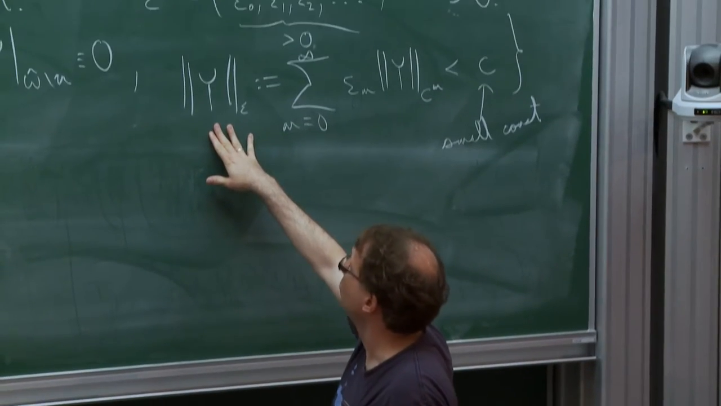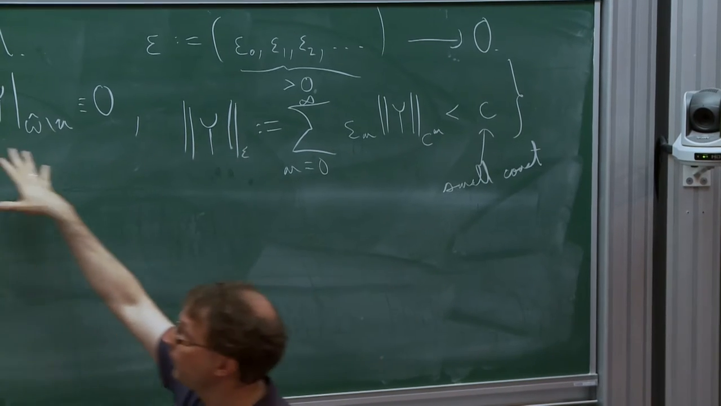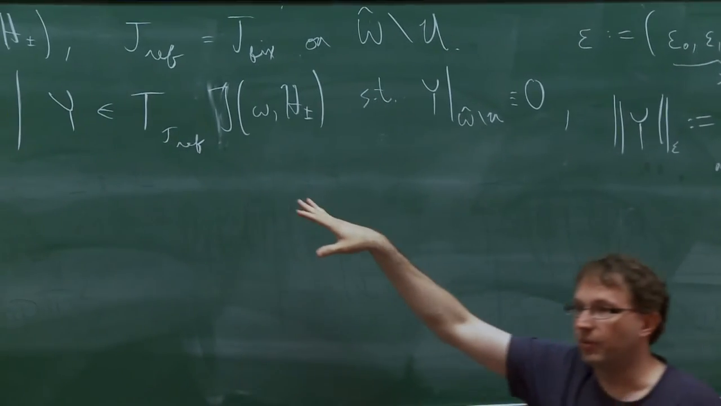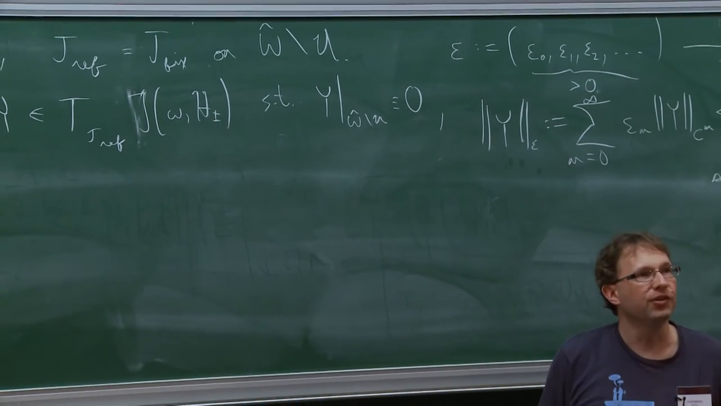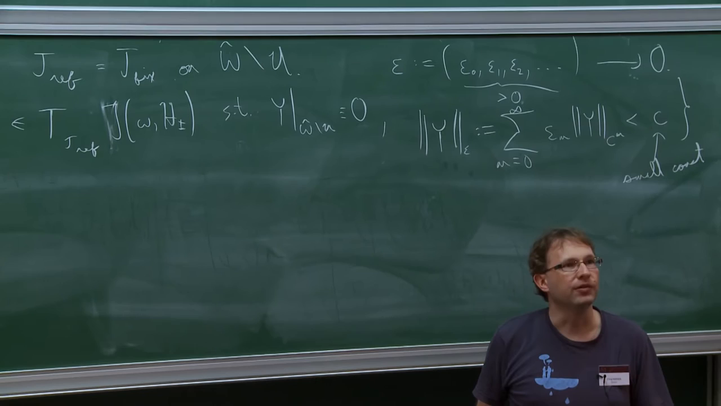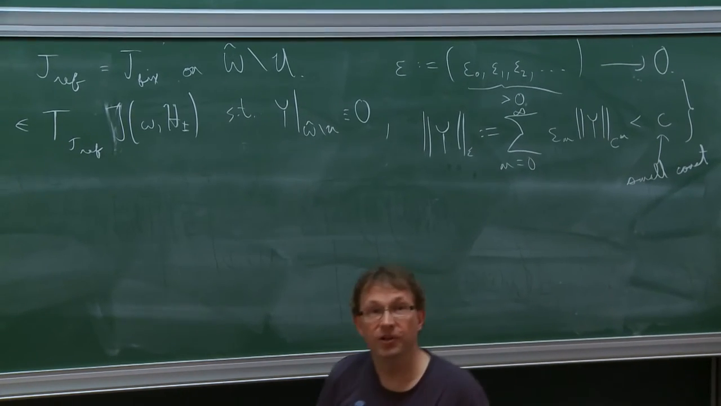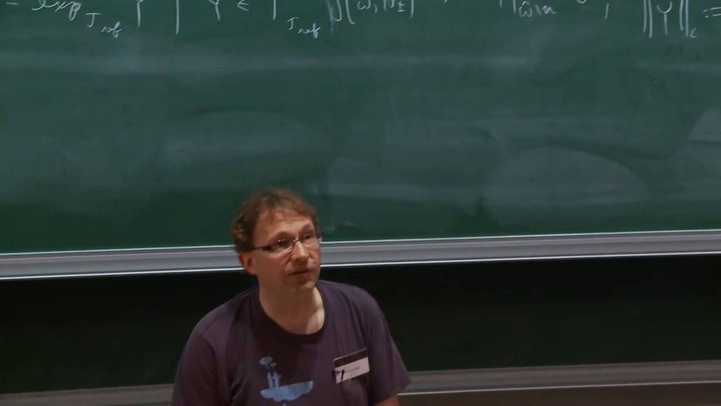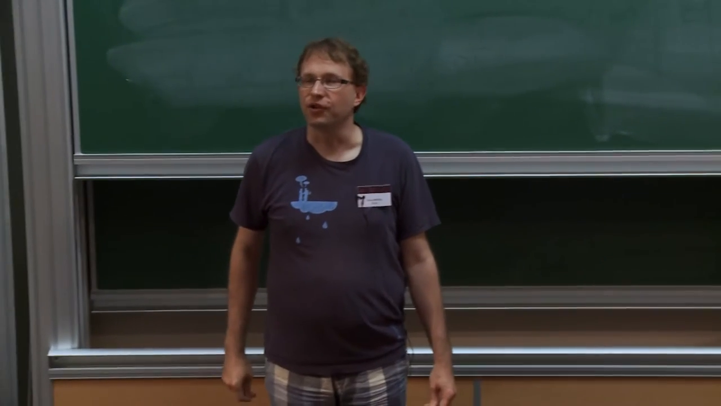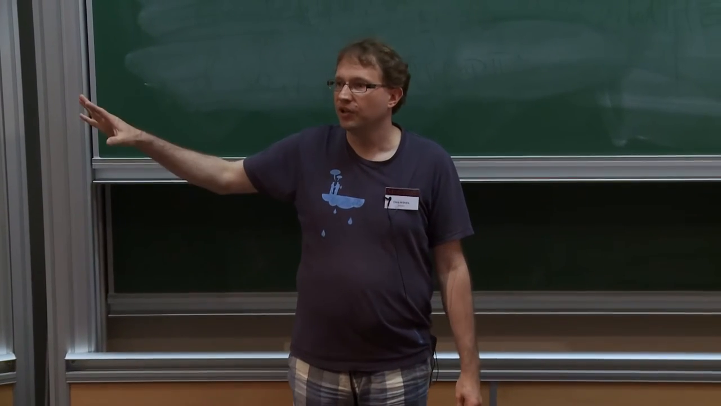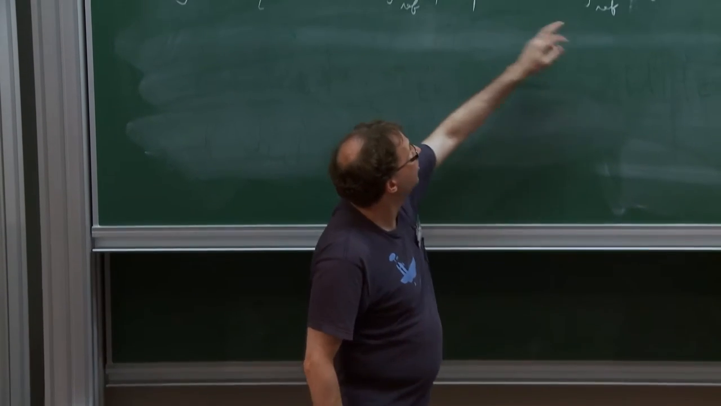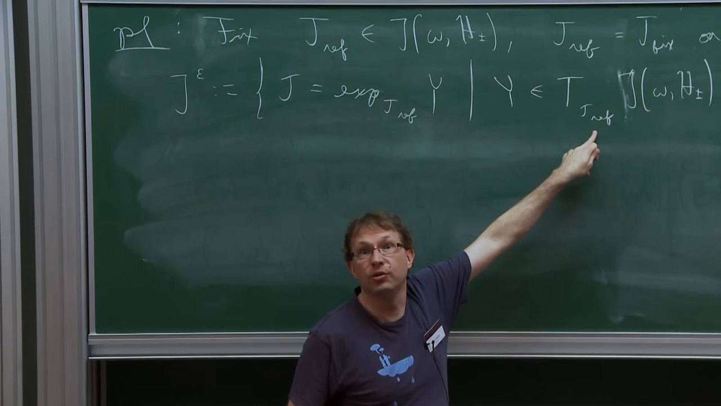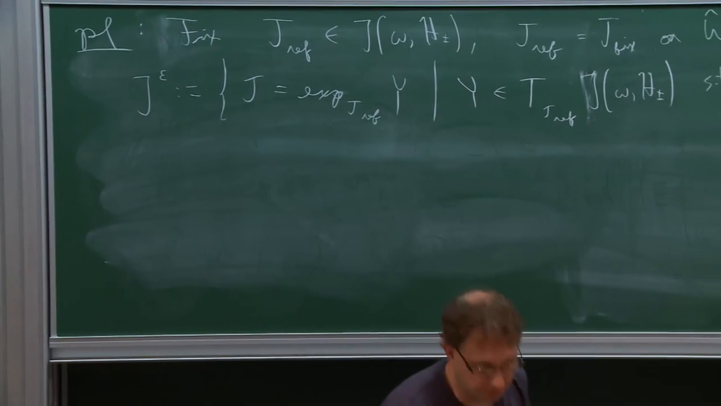So that defines a Banach space of Y's, and just exponentiating that from J ref, we get a Banach manifold of J's. It's trivially a Banach manifold. I've just defined one chart on this Banach manifold. So it's a small one. And this is, in some sense, not any kind of global construction. I cannot get anywhere near a dense set of J's with this, but I can get J's at least arbitrarily close to J ref. And J ref, to start with, was arbitrary.